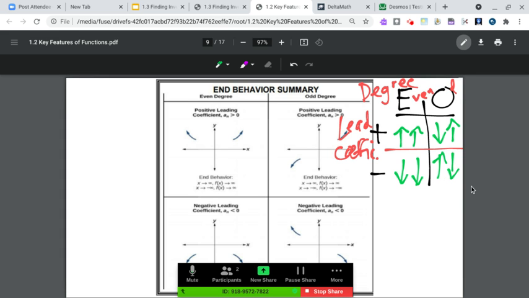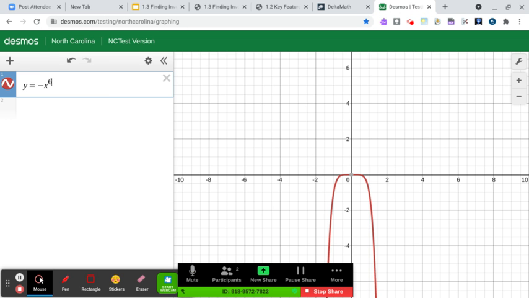Up on the left, down on the right. Okay, let's show that in Desmos. So I'm going to change this to an odd degree. I'm going to use, let's say, 5. Okay, look at a negative leading coefficient. I just have a -1 there. I'm just going to do -2.